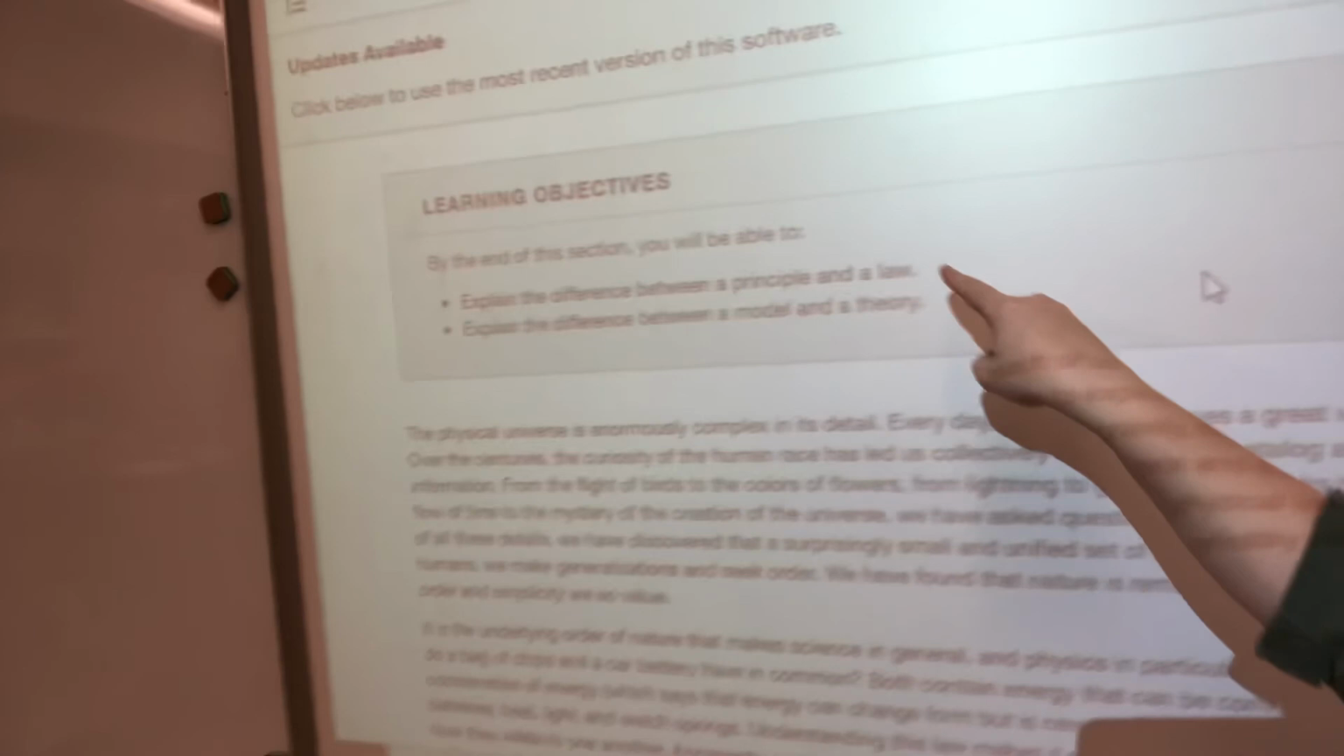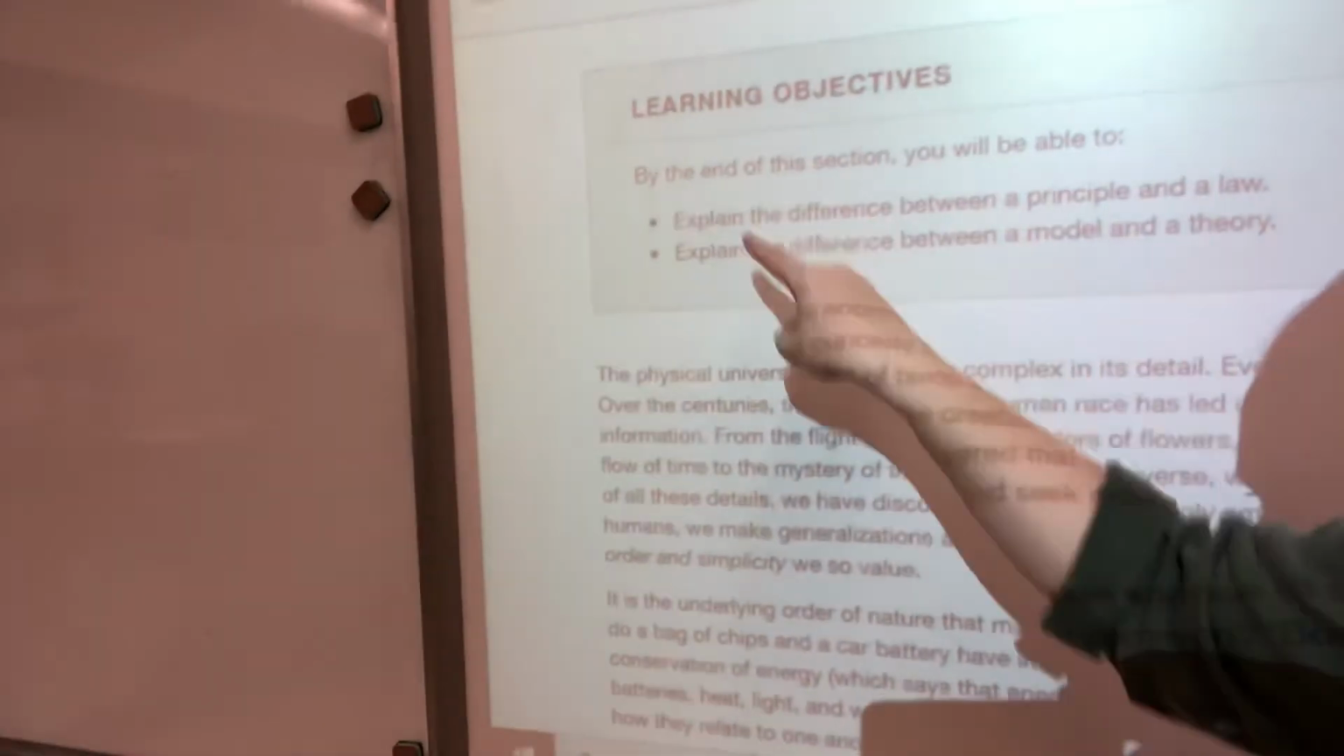This is your book. This is the gray box. These are the objectives that I want you to write up. Okay? Have a great day.